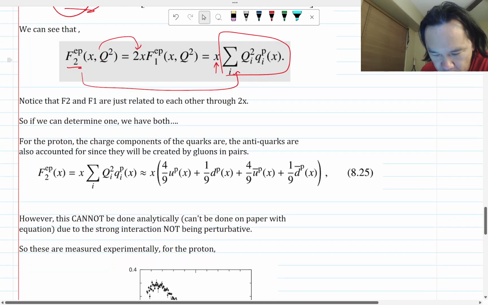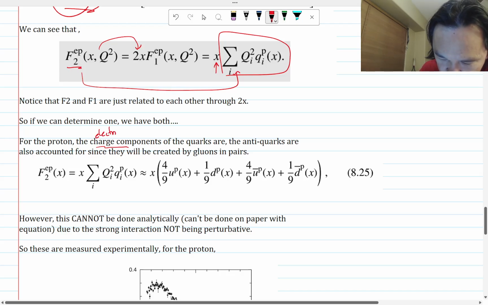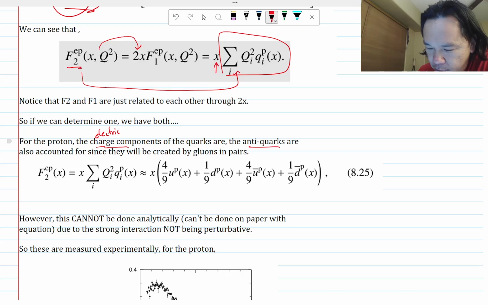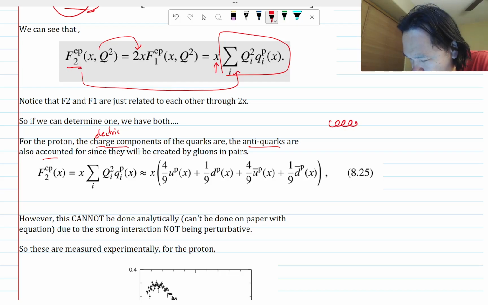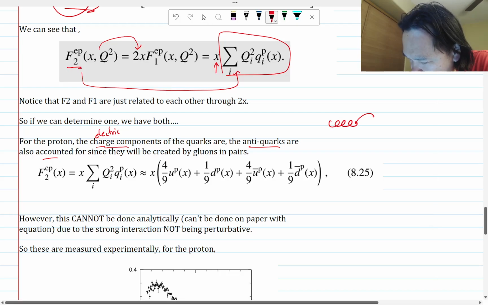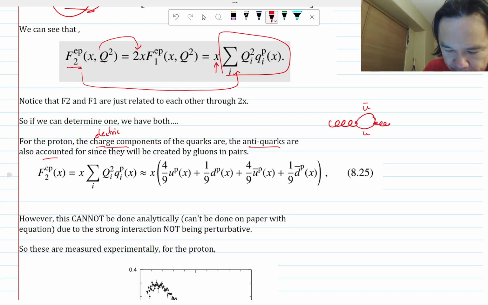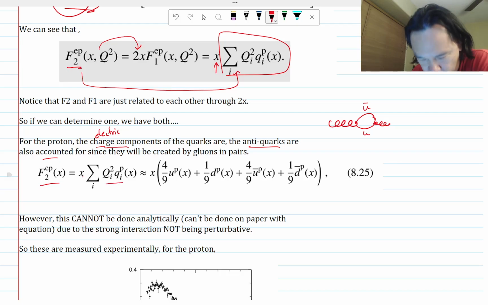Okay, so for a proton, the charge component, the electric charge component, so there's also the strong charge, are the quarks. Okay, the anti-quarks also have to be accounted for, because inside the proton you have a gluon. What they'll do is make quark anti-quark pairs. Okay, these are known as sea quarks. Right, they annihilate, and all of this stuff is happening inside the proton, on and off, and stuff like that. Okay, so the structure function is x times the sum of all the different quark constituents.